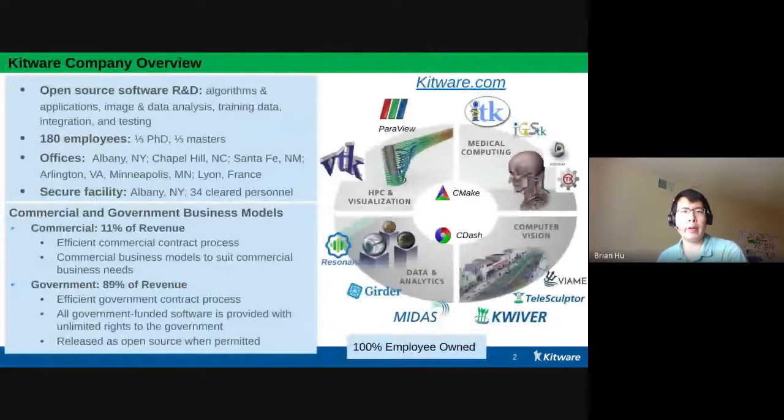First, I want to tell you a little bit about Kitware. We're an open source software R&D company, and we work on various different domains, including medical computing, scientific computing and visualization, data analytics, as well as computer vision, which is the group that I'm a part of. We have offices both in Chapel Hill, North Carolina, as well as Arlington, Virginia, and other locations as well. Most of our work is government contracts, but we also have a side of our company which works on commercial contracts as well. If you're interested in learning more about Kitware, I encourage you to visit our website, kitware.com.